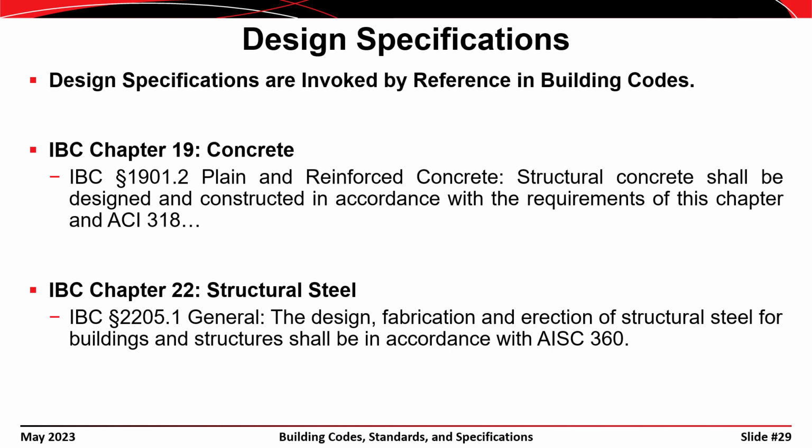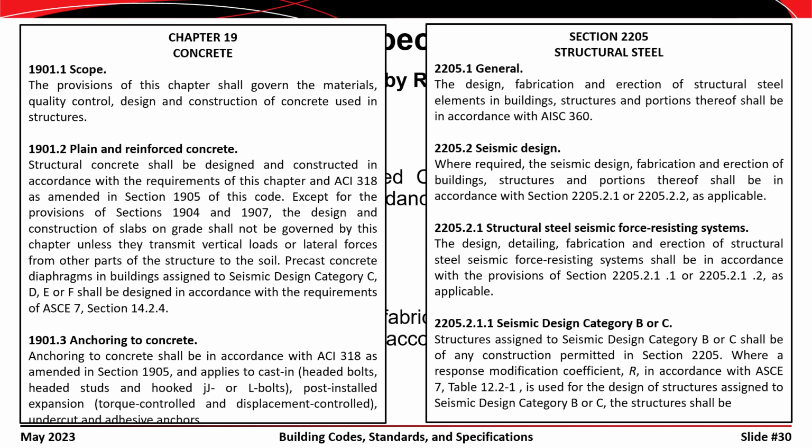Similarly, IBC Chapter 22 covers structural steel and includes a reference that says, "The design, fabrication, and erection of structural steel for buildings and structures shall be in accordance with AISC 360." AISC 360 is the American Institute of Steel Construction specification for regular buildings. Okay, this is what the provisions look like in the IBC code.